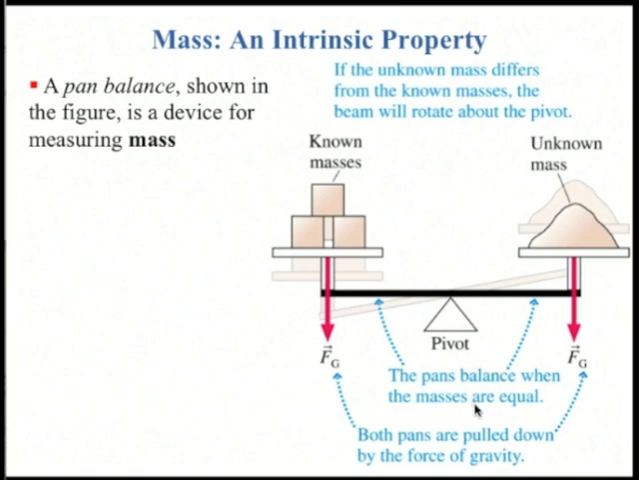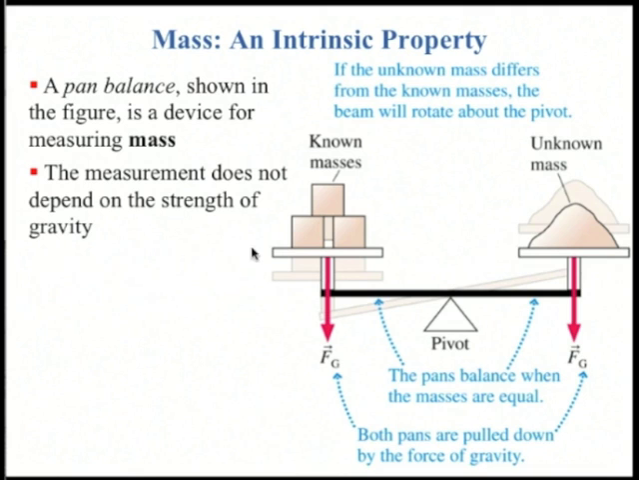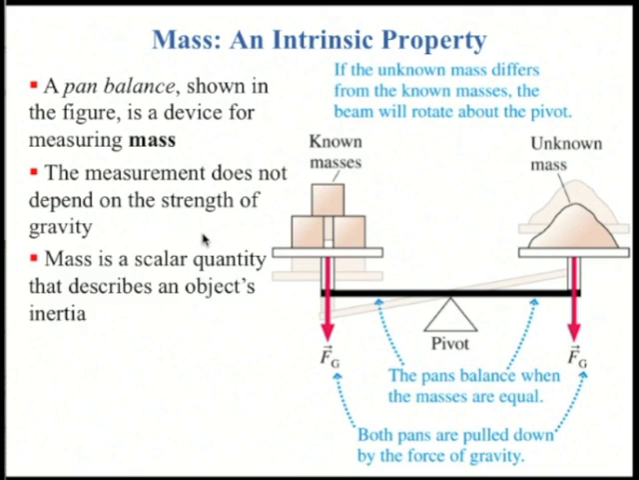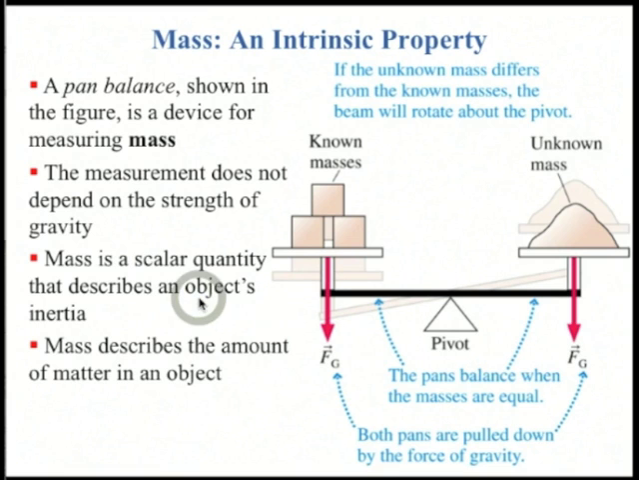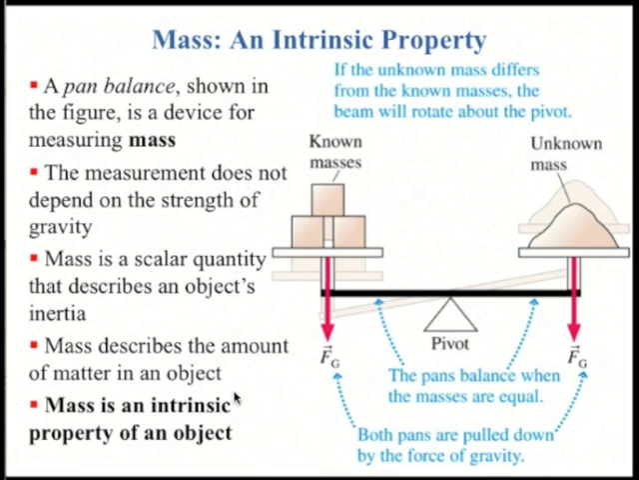The pans balance when the masses are equal, and both pans are pulled down by the force of gravity. So this measurement of the unknown mass does not depend on the strength of gravity. It's a comparison between these two masses. Mass is a scalar quantity that describes an object's inertia. Mass describes the amount of matter in an object. Okay? It's an intrinsic property of the object. It doesn't change depending on where the object is.